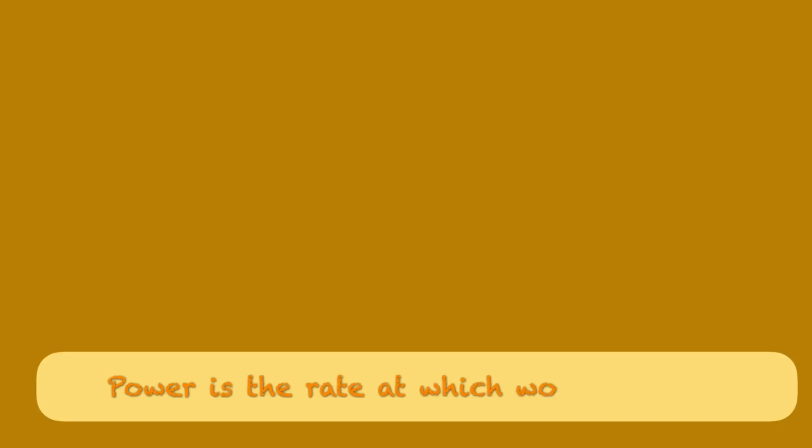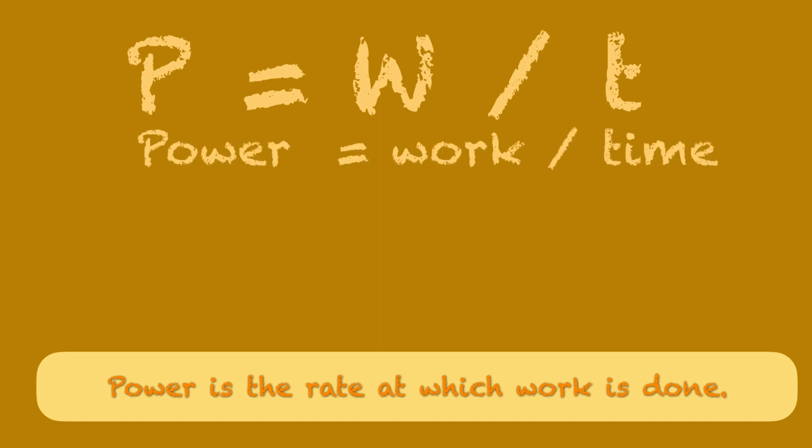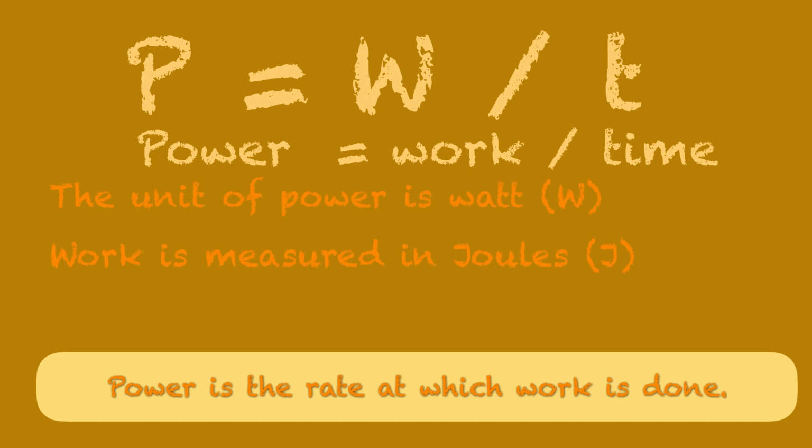Now, as everything is clear about work, let's introduce power. What is power? Power is the rate at which work is done. It's calculated by applying the formula P equals work over time, and it's measured in watt, where work is always calculated in joules, as we know, and time is calculated in seconds.